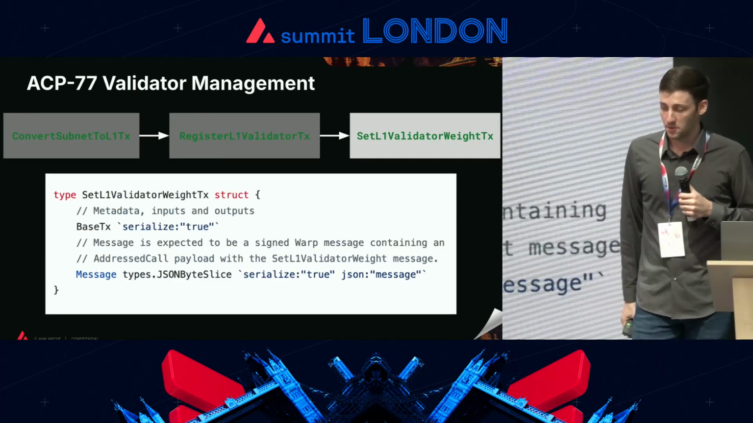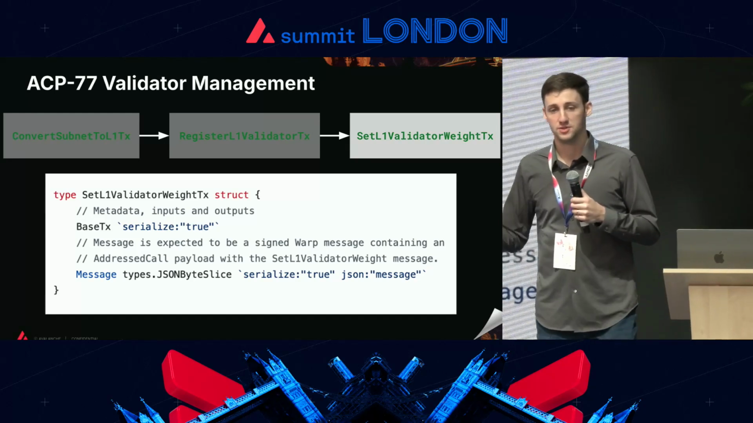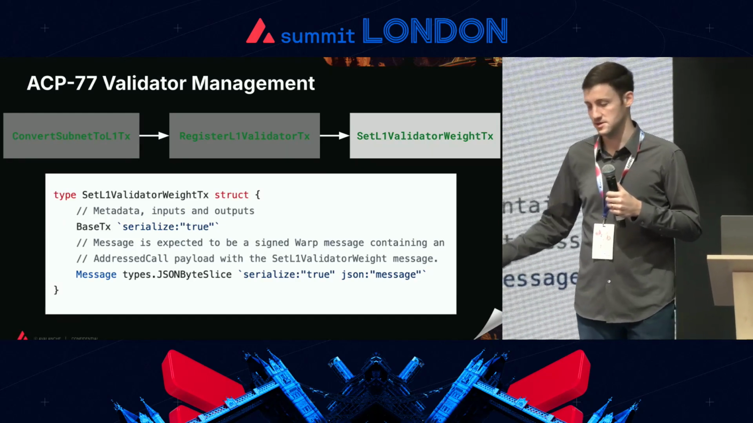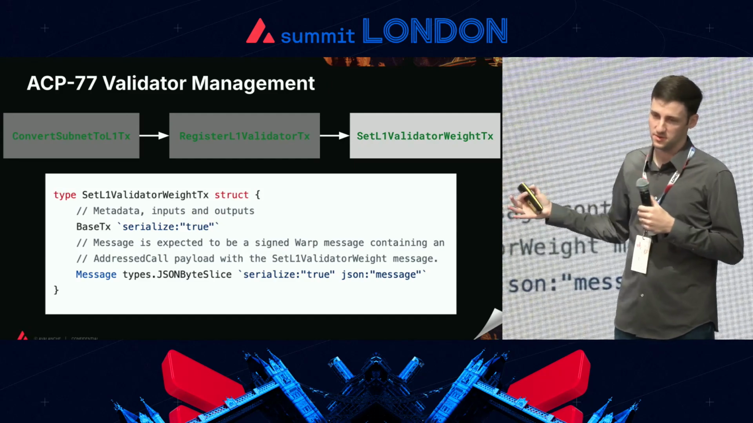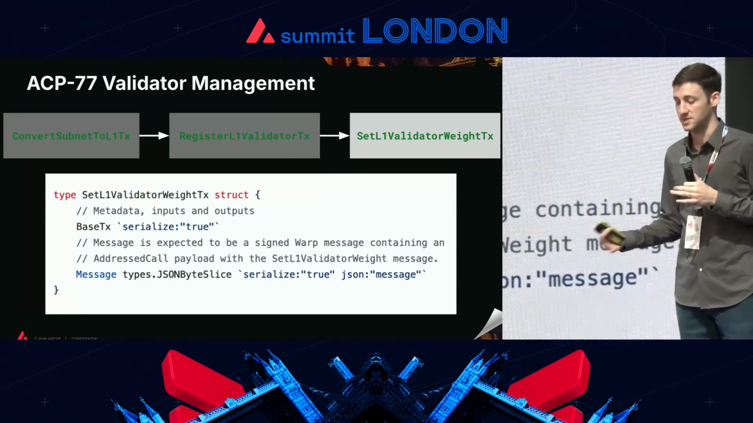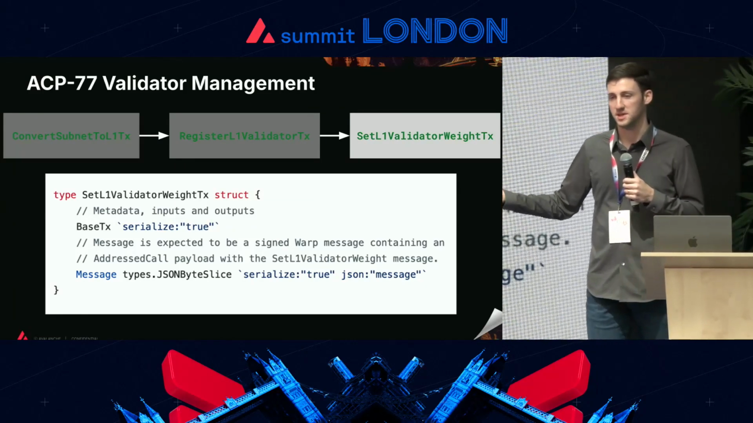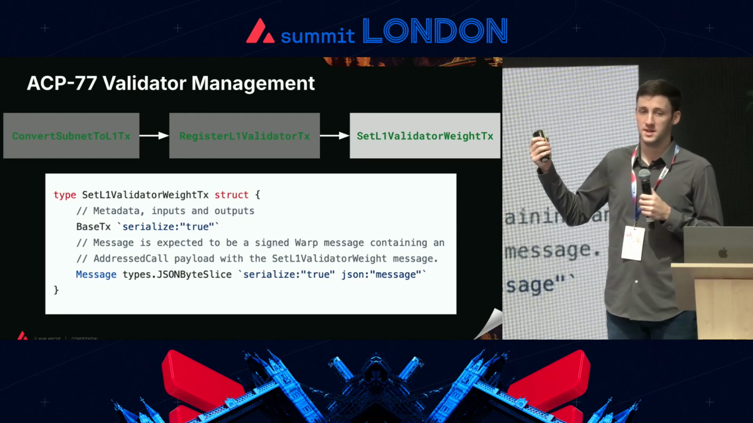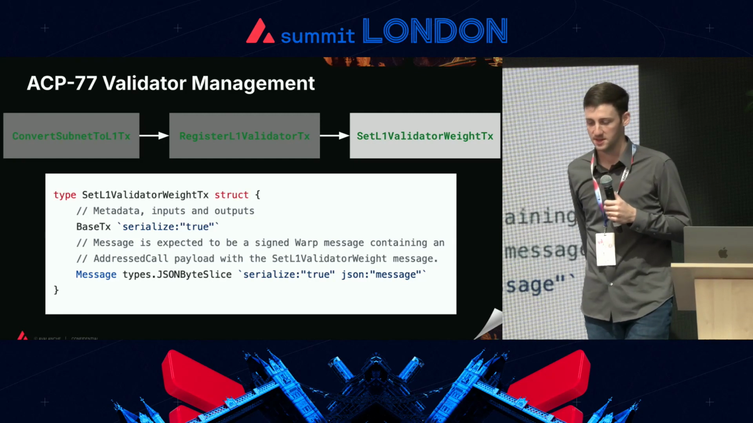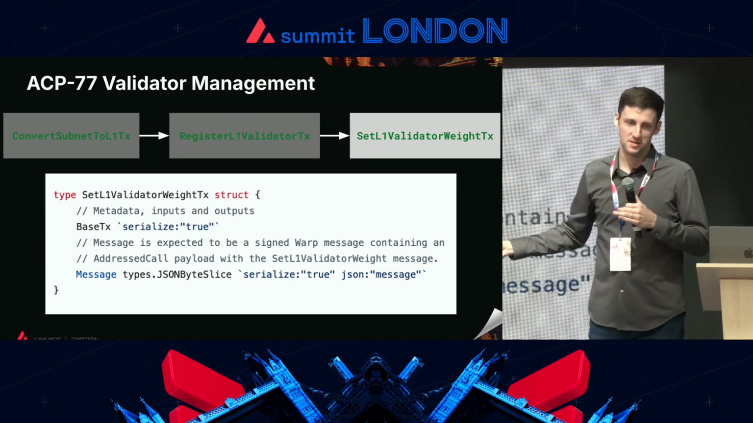Lastly, we have the set L1 validator weight transaction, which specifies modifications to validators that are already in the validator set, including if you set the weight to 0, that's effectively removing that validator from the L1's validator set on the P-chain. And again, the message here must be sent by the validator manager specified in the convert subnet to L1 transaction, but the transaction itself can be sent by anybody.